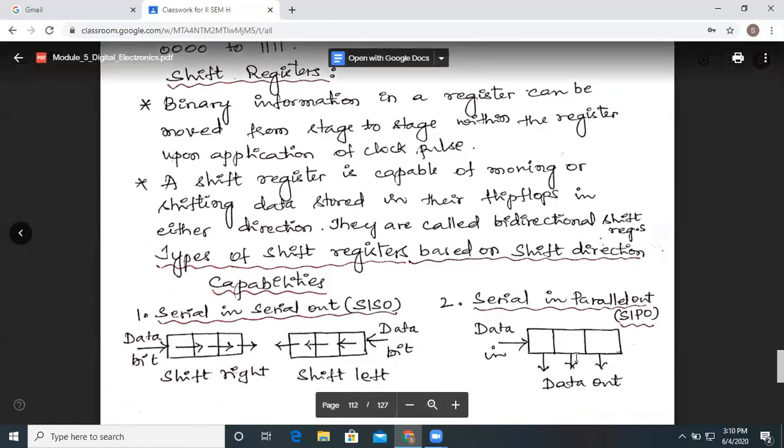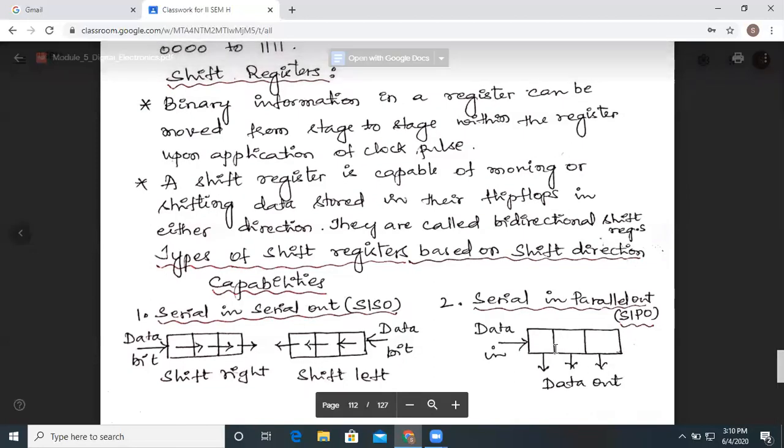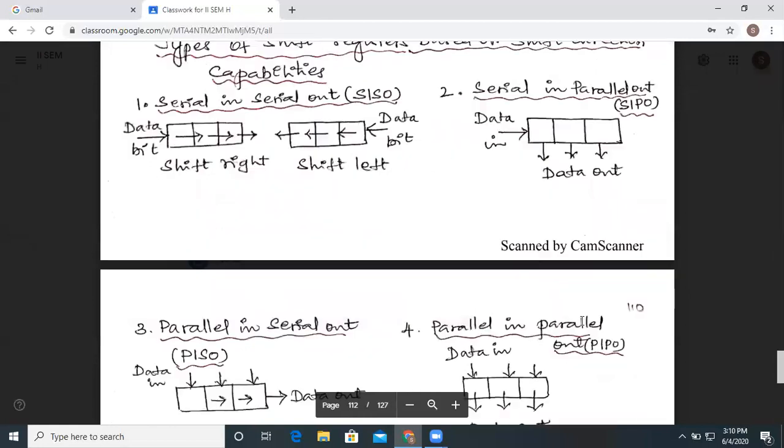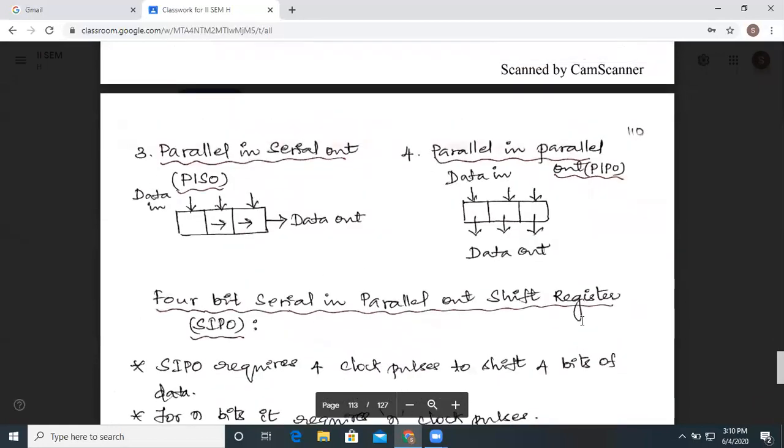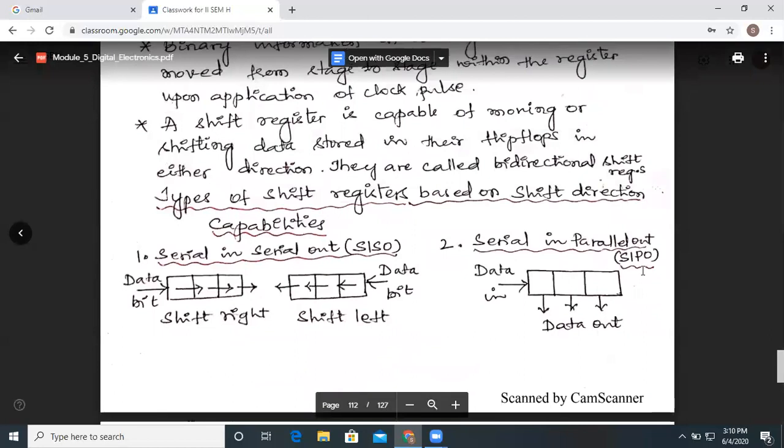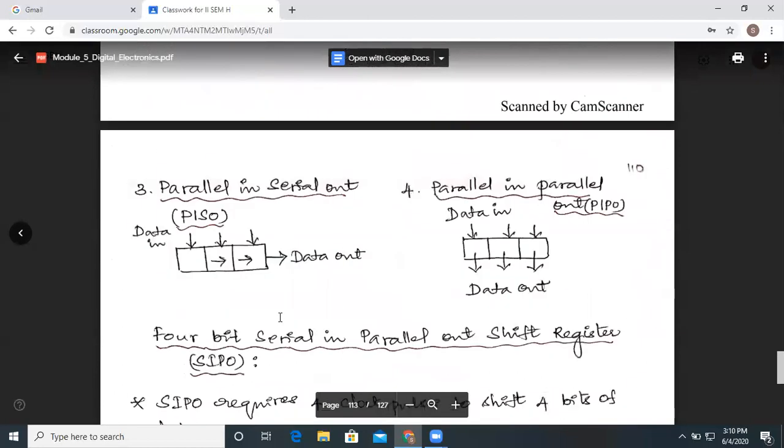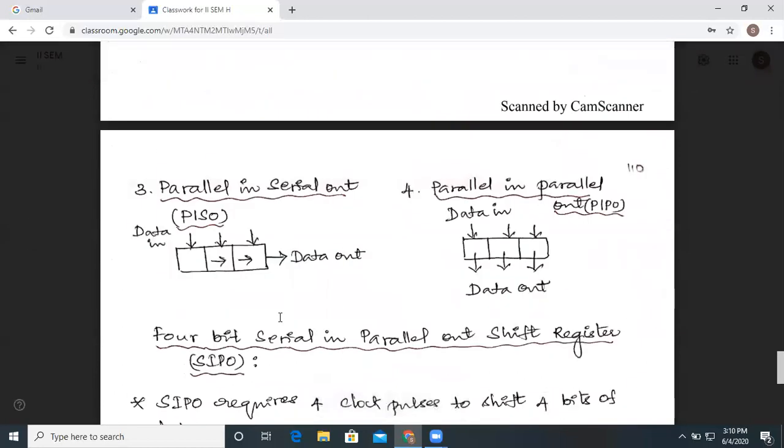Once all these bits are fed into the shift register, they are taken out at once. This is called serial in, parallel out. So this operation is called SIPO. Now let us move on to the third one. This is called parallel in, serial out.